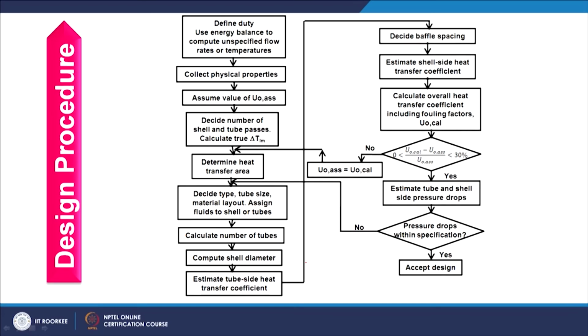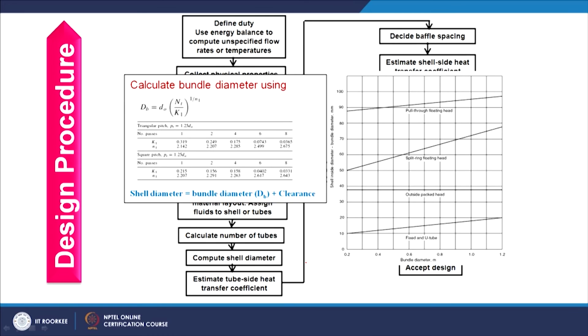And after that, you have to find out the shell diameter. Okay. And to calculate the shell diameter, you first need to calculate the bundle diameter, which you can calculate from this expression where D naught is the outer diameter of the tube, NT is the total number. So it will not depend on the passes. Whatever number of tubes you have obtained, just check that it should be an even number. So that NT you can consider over here.